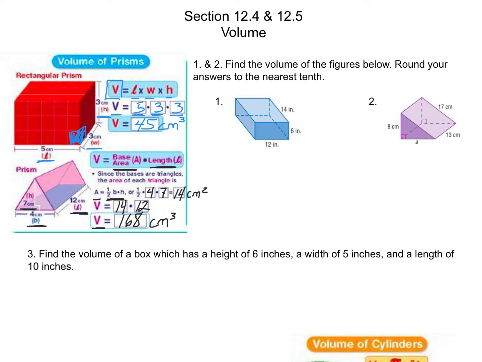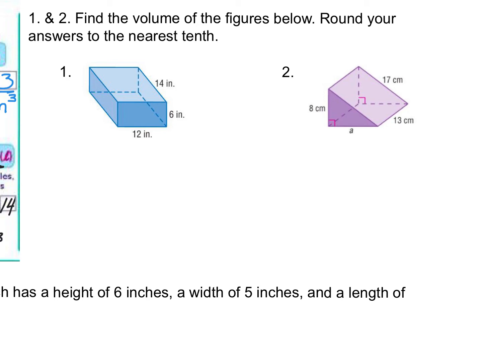Alright, now that we have our formulas, let's take a closer look at a couple of these examples. So for number 1, looks like we're dealing with a rectangular prism. So let's jot down our given information. So it looks like our length is 12 inches. Our width is 14 inches. And our height is 6 inches.